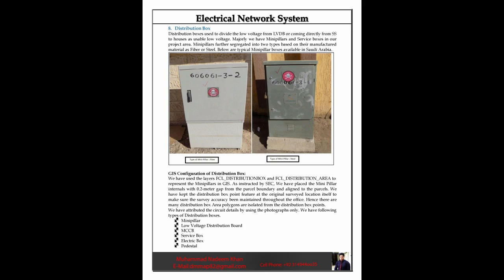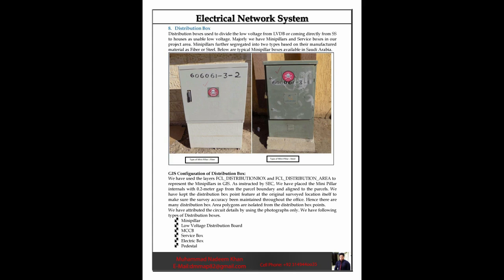8. Distribution box. Distribution box is used to divide the low voltage from LVDB or coming directly from SS to houses as usable low voltage. Majorly we have mini pillars and service boxes in our project area. Mini pillars are further segregated into two types based on their manufactured material as fiber or steel. Below are typical mini pillar boxes available in Saudi Arabia.